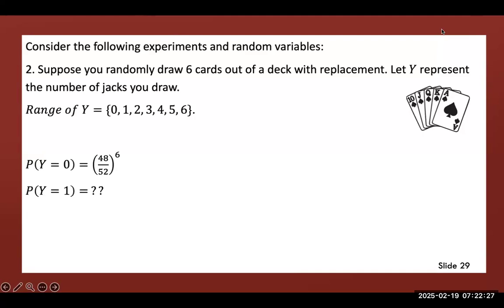I want to find the probability y is equal to 1, but before I do that, let's see if we can actually get a decimal approximation for the probability y is equal to 0. So you can put this in your calculator. If you have a scientific calculator, you're just going to put in parentheses 48 out of 52 and raise it to the power 6. Or you could put 48 out of 52 times 48 out of 52 times 48 out of 52 6 times, and you should get about 0.62.